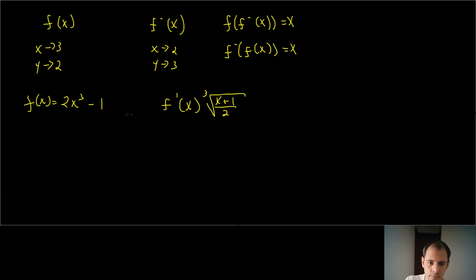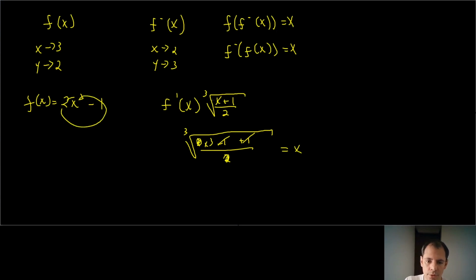So let's try that. I'm going to plug this one here in here, okay? So you got the cube root of, you're going to plug this into here, so it's going to be 2x cubed minus 1 plus 1 divided by 2. So this minus 1 and the plus 1 go away. This 2, you can divide it by this 2, and you have a cube root of x cubed, which is x. So you see, when you plug this into this, you got an x.